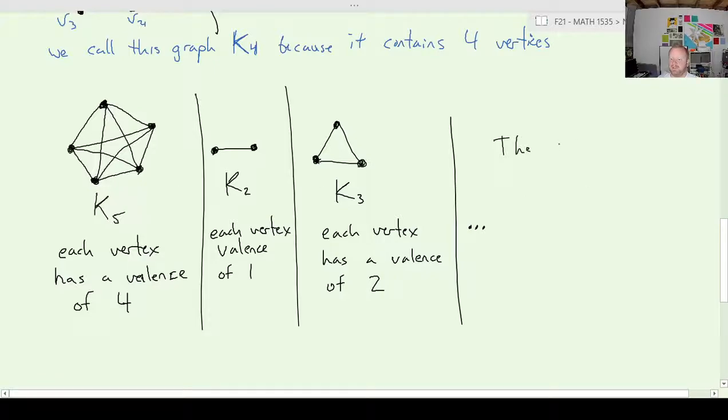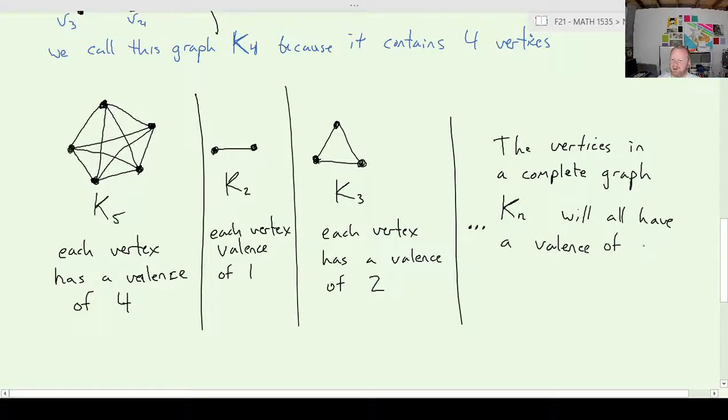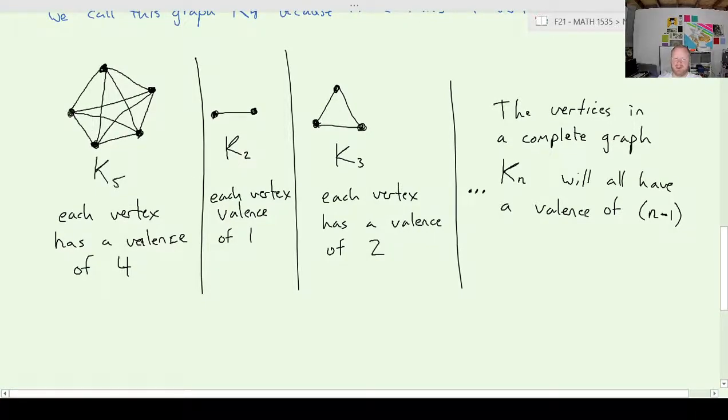So in general, what's the pattern here? The vertices in a complete graph Kn, so K, some number, will all have a valence of n minus 1, 1 less than that, because if there's 5 vertices, each one has to connect with all the other 4 of them, so just 1 less than the number of vertices in there.